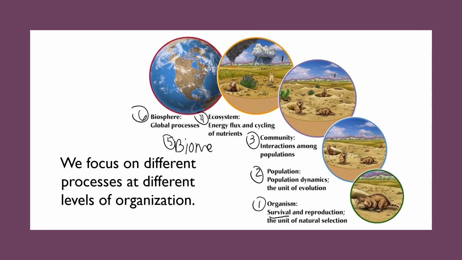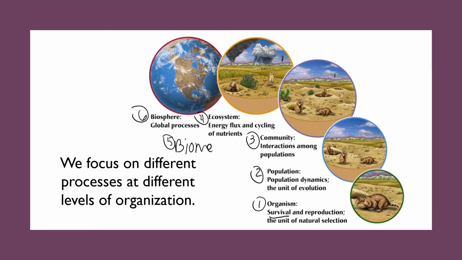For the population level, we're looking at how is the population surviving? Is it growing? Is it dying? Is it migrating? What's going on there? For the community level, you're looking at interactions among populations. So how does this population of animals compare to this other one? And do they prey on each other? Are they like predator-prey? Or do they live together in harmony? All of these things are what we're looking at.